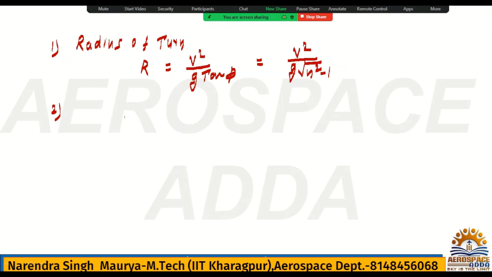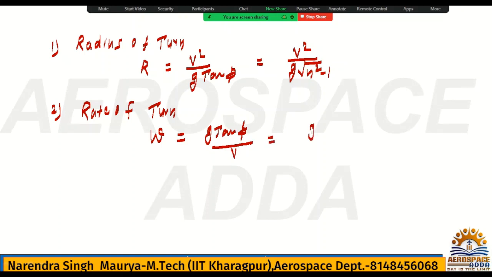Then second is the rate of turn. These are the important formulas I'm writing, so we can start the numericals. Omega is equal to G tan phi divided by V, or G root of n square minus 1 divided by V.